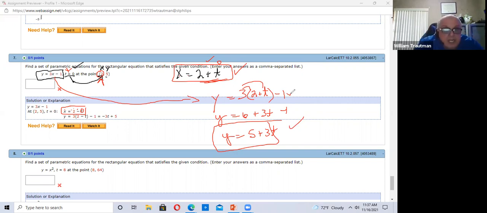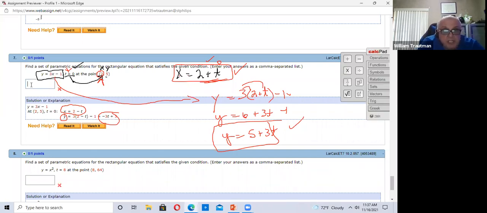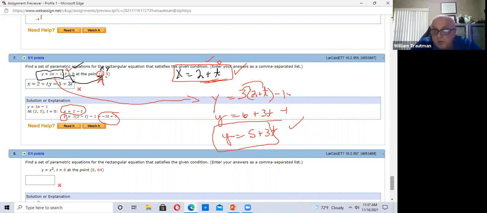X equals 2 plus t. And if you notice, it says enter your answers comma separated. They got a little bit different. If you look, they got this equation, and then they got y equals this equation. So it's different from mine. Let's see when I type mine in. But you can have multiple answers. One answer is x equals 2 plus t. And then it says separate your answers with a comma. The other answer is y equals 5 plus 3t. And we're going to check that work.